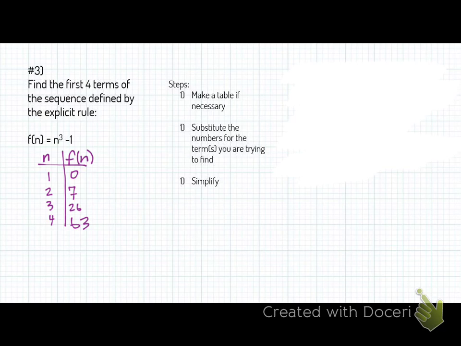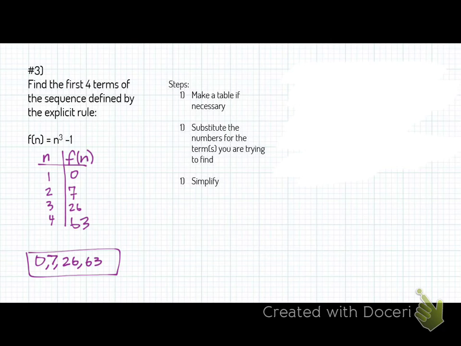Okay, so that's not your answer, though. What should you write as your final answer? It should say 0, 7, 26, and 63. Because that's what it's asking. What are the first 4 terms, okay? All right. Thank you. Good job, everyone. That was good. I like the effort I saw everyone putting in there.